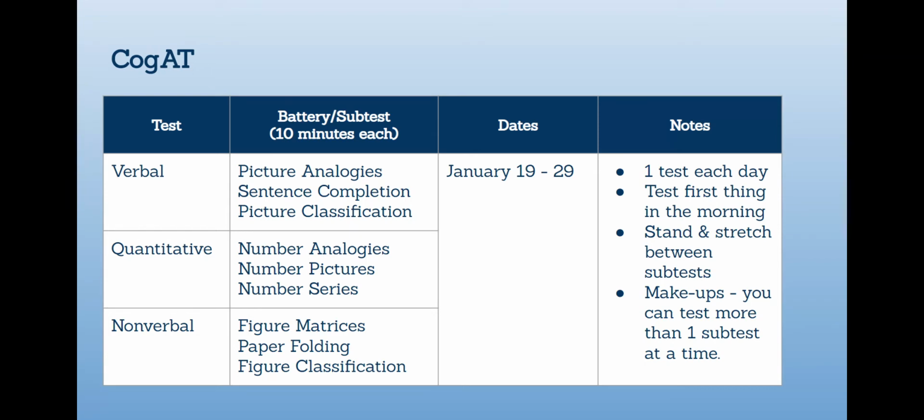It's also advised to test first thing in the morning, and then in between each subtest, giving your students stand up and stretch breaks. And then as a grade level, you'll also want to figure out when you will give your makeup test. And the nice thing about that is that you can give more than 1 subtest at a time. So if you have a student who missed the verbal and a different student who missed quantitative, you can actually test them at the same time.